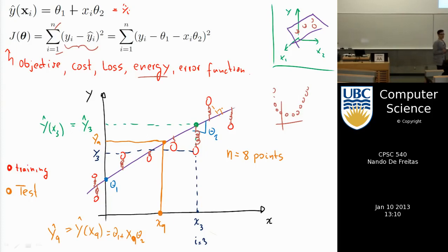Where else could this fail? Outliers. An outlier is a point that is not like the other points. Suppose you had a point up here. Then the line will all of a sudden swerve, because that spring would be pulling it so hard that this one single point is going to affect the line.